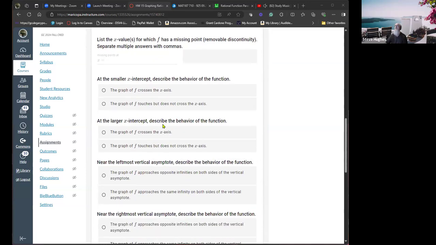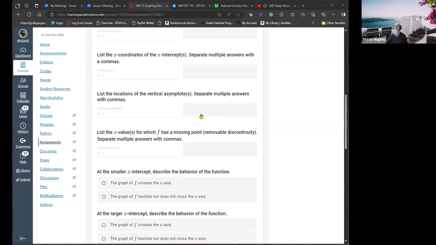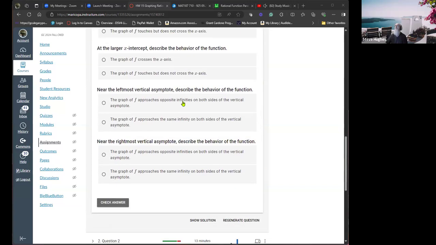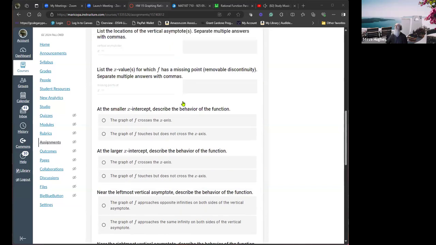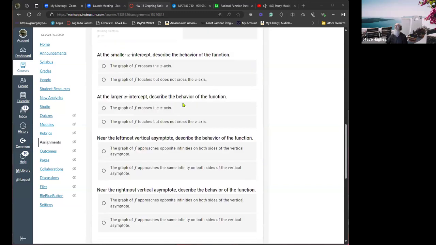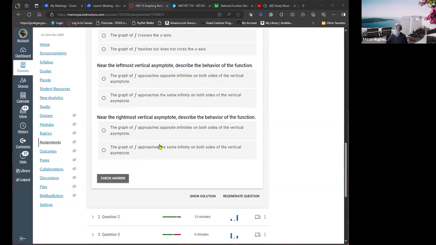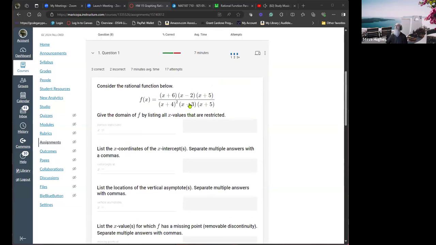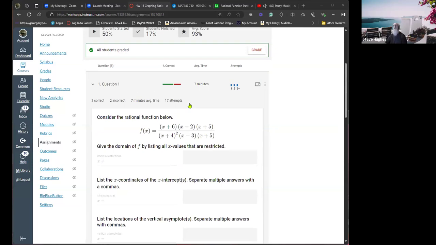All right, at the larger x-intercept, describe what happens. Where's my larger x-intercept? At x equals 3. That's where my graph crosses that x-axis. All right, then it talks about what happens at the vertical asymptotes. Once again, everybody, in case of doubt, graph the function.